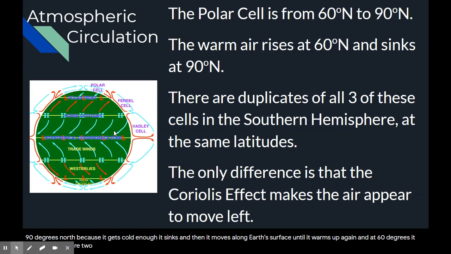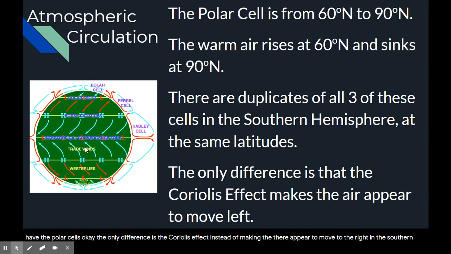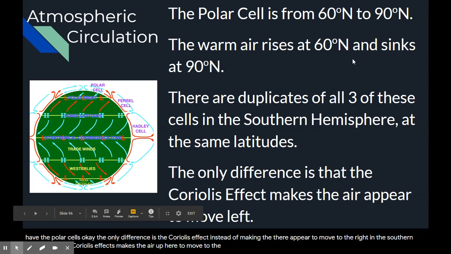Now there are duplicates of all three of these cells in the southern hemisphere. So we have the Hadley cell, we have the Ferrel cell, and we have the polar cells. The only difference is that the Coriolis effect, instead of making the air appear to move to the right, in the southern hemisphere makes the air appear to move to the left.